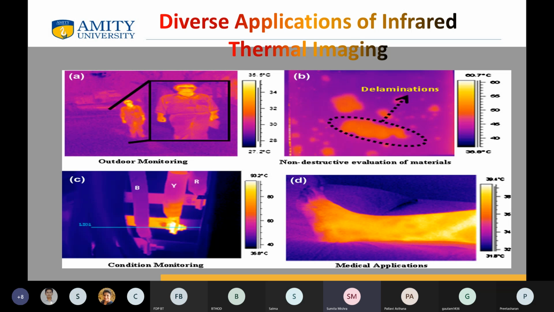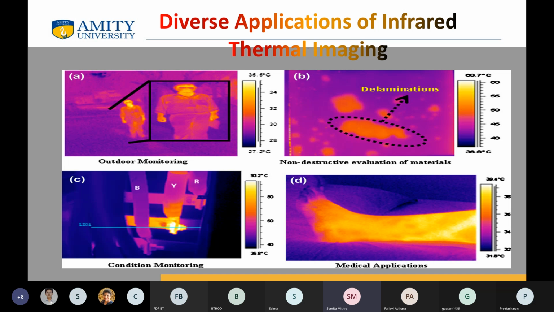And the second thing that you see here is basically detection of defects in materials. In this condition, you see that this kind of evaluation of materials is non-invasive and non-destructive, because you can see the delaminations in figure B appearing as a hot spot.